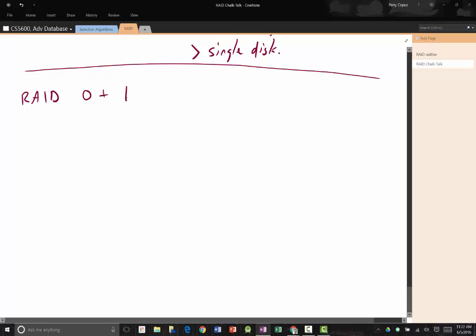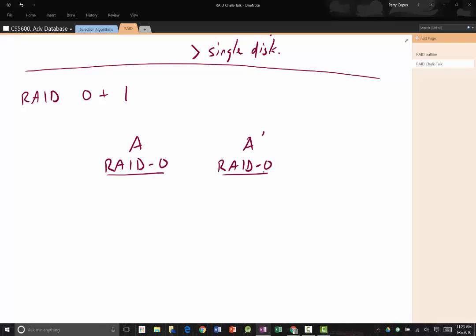It's very simple. We're going to have a RAID 0 array, and we'll call it A. And then we're going to have A prime, which is an exact mirror of it. It's a RAID 0 array. Now remember, RAID 0, high performance but low reliability. So why don't we have two of them that have exactly the same data? And that way, if one of them fails, we still have the other one. And we get the performance benefits and the size benefits of RAID 0.